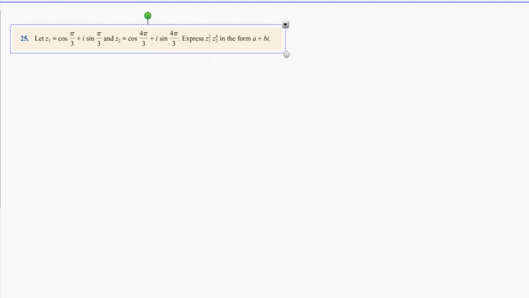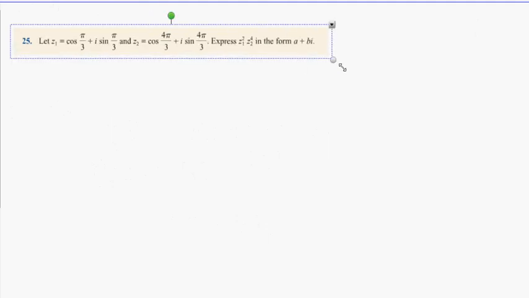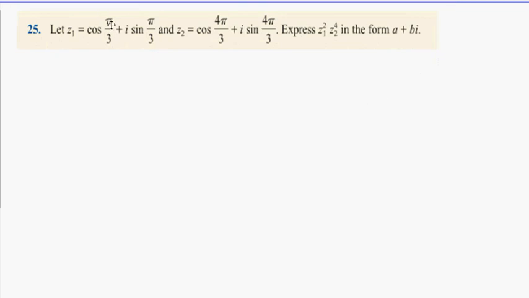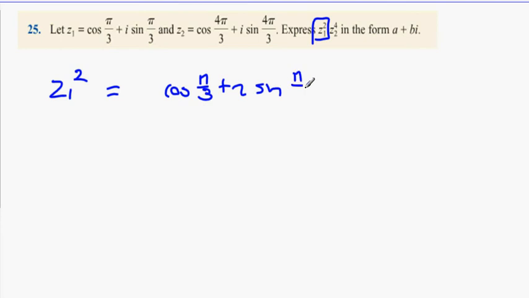Now we're on question 25. Question 25 said z1 is cos pi over 3 plus i sin pi over 3, and z2 is cos 4 pi over 3 plus i sin 4 pi over 3. Express z1 squared. So let's find out what z1 squared is. z1 squared is (cos pi over 3 plus i sin pi over 3) all to the power of 2.